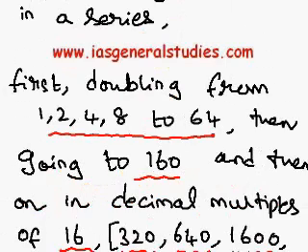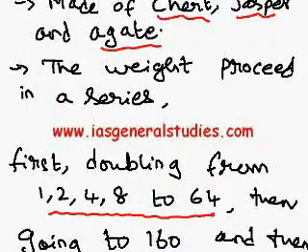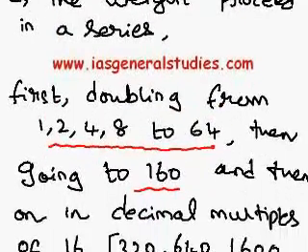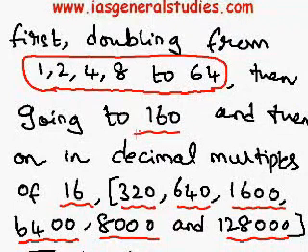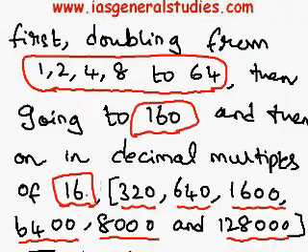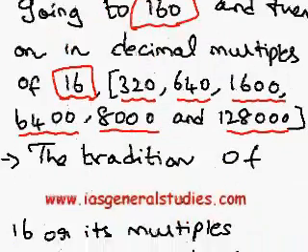So clear. Their weights proceed in a certain series: from the starting it is doubling, like 1 into 2, then 2 into 2 is 4, then 4 into 2 is 8, like that till 64, then it goes to 160 and after that it is the decimal multiples of 16. So make a note, there may be some question from this part.